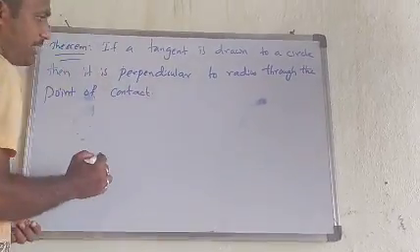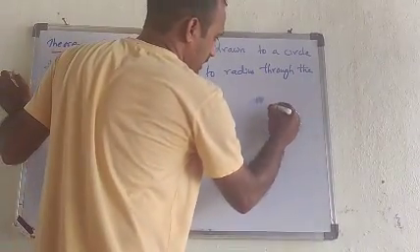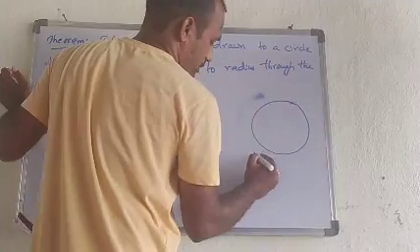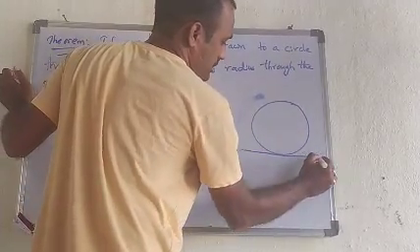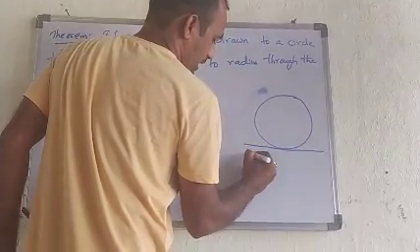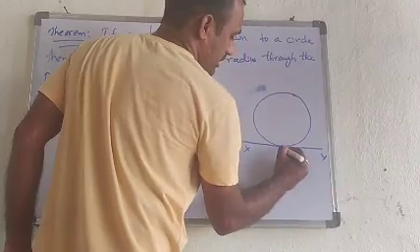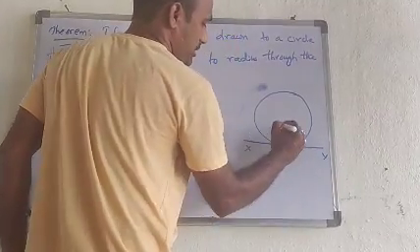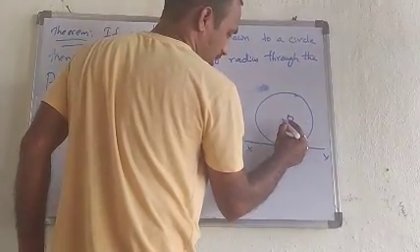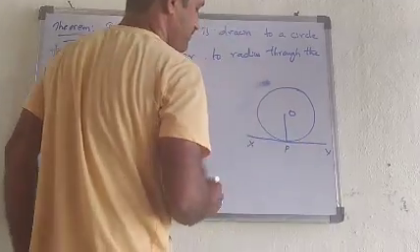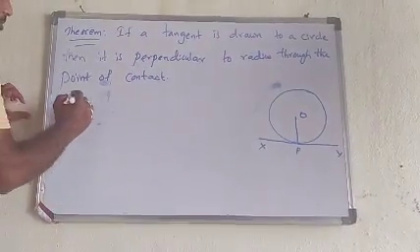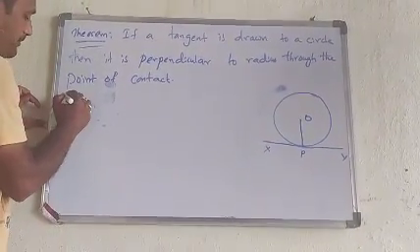So the point of contact is nothing but, let us draw a circle here. For this circle, let this be the tangent. So X and Y be the tangent. Let P be the point where it is touching, O be the center of the circle, and OP be the radius. So let us start proving this theorem.